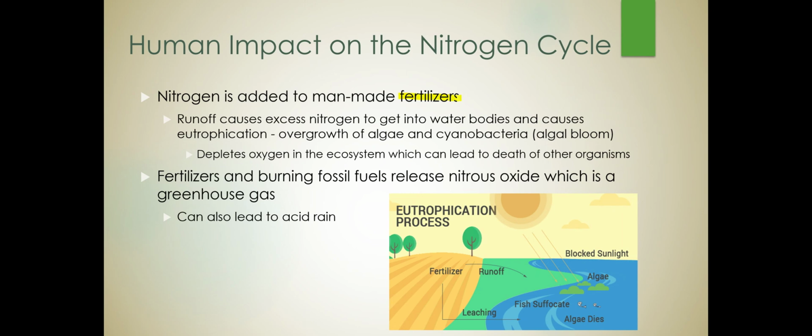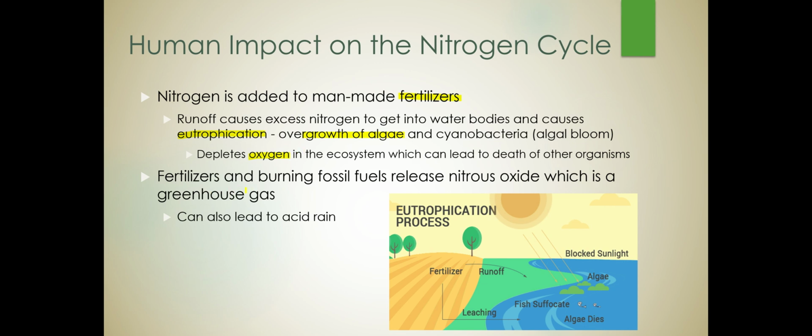And so what happens is when we use them, it does help our plants grow, but when they run off into bodies of water, just like it makes plants grow, it makes algae grow. And so when it gets into a pond or a lake or even an ocean, it causes a process called eutrophication. And what that does is, this overgrowth of algae can block sunlight. It causes death and decay, which requires oxygen. And over time, the oxygen in that water body will be depleted, which is going to affect everything else that lives there.